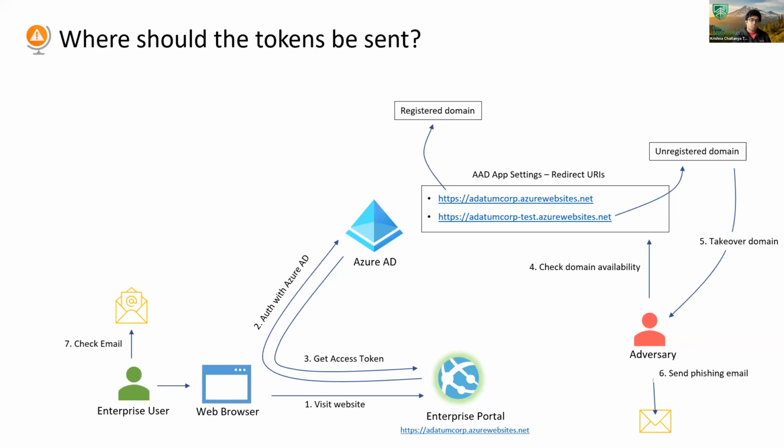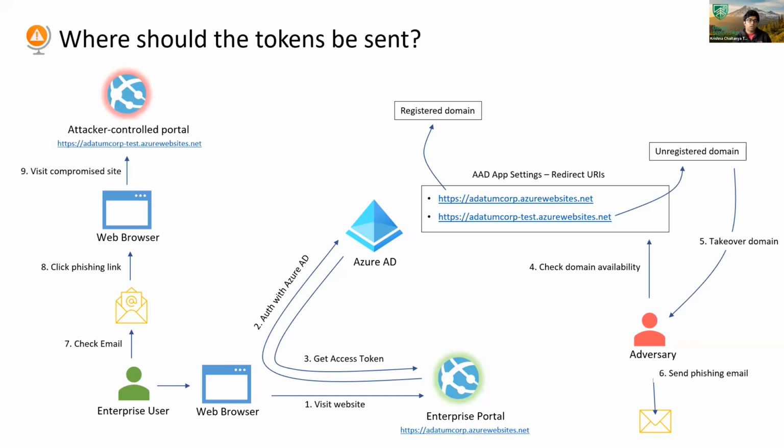Now users, employees, check the email. If they click the link, they visit the attacker-controlled portal, which is nothing but this test site. Remember that the attacker has deployed malicious code here. Now what happens is, because of single sign-on, users get authenticated to Azure AD, and they would not even notice that a login prompt or a consent prompt is coming. Then the access token is stolen by the attacker.